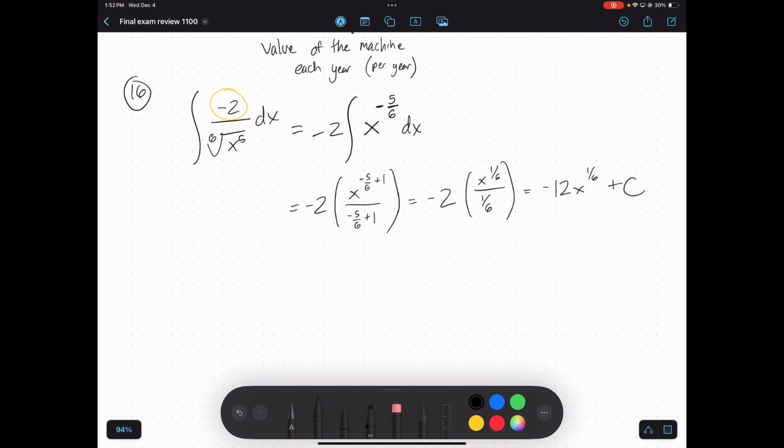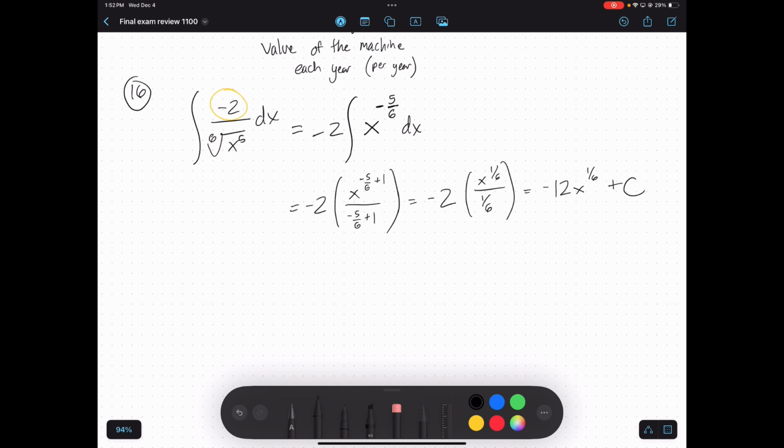Plus c. If you don't include that plus c, it's going to mark you completely wrong, even though you did everything else right. This is why I'm having you show your work, and that work's going to be submitted to me so that I can give you points in case you miss it by missing the plus c. Just be careful with that.